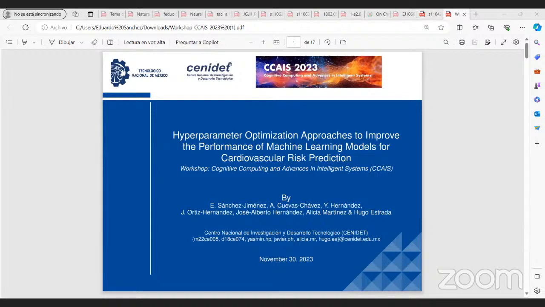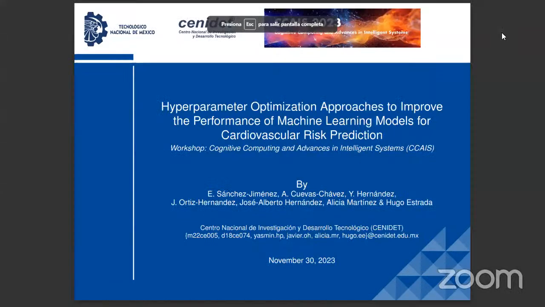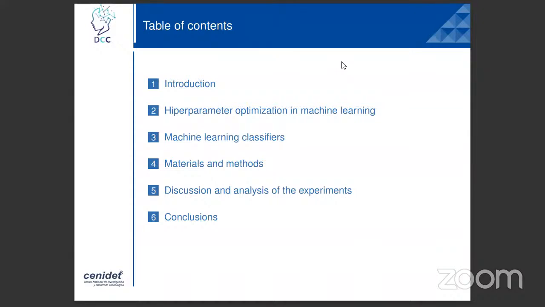Good afternoon. My name is Alejandra Cuevas from Centro Nacional de Investigación y Desarrollo Tecnológico, also known as CENIDET, and I will be presenting the following paper called Hyperparameter Optimization Approaches to Improve the Performance of Machine Learning Models for Cardiovascular Risk Prediction by Sanchez Jimenez et al. This presentation has the following order: the introduction, the hyperparameter optimization in machine learning classifiers, materials and methods, the discussion and analysis of the experiments, and finally the conclusions.